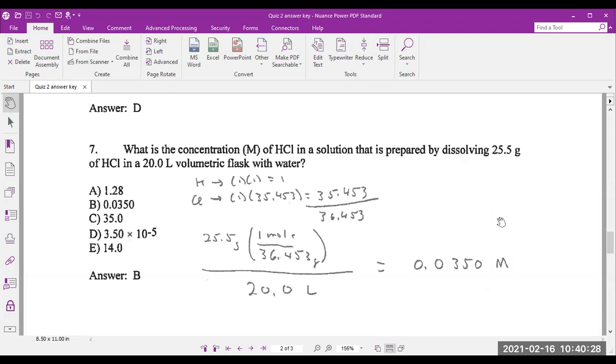So 25.5 grams of HCl times 1 mole per 36.453 grams gives our numerator in moles. The volume, a 20-liter volumetric flask, is already in liters, so we don't need to do anything to that. That 20-liter value is in the denominator. If we go ahead and do the calculation, we get 0.0350 molar.